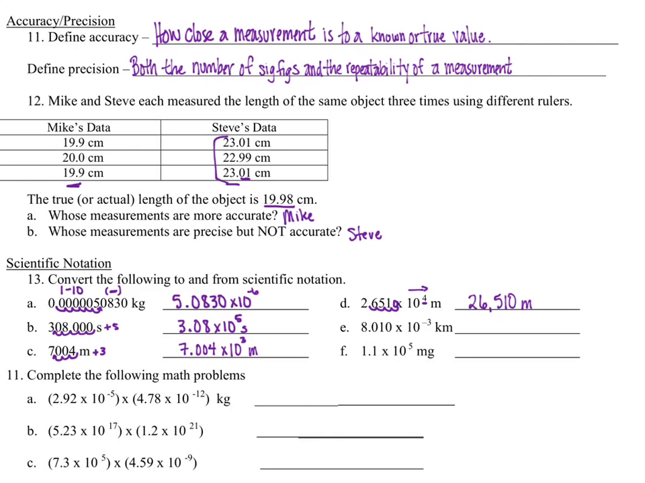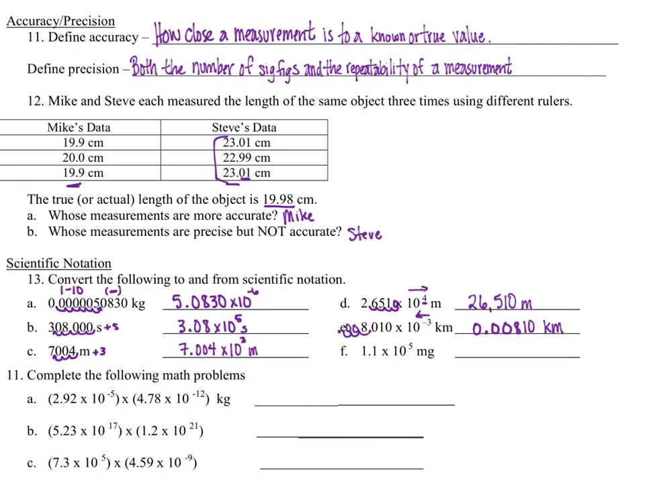Okay. E. Again, my exponent's negative, so that means I'm going to be moving my decimal point over to my left. So 3 times. 1, 2, 3. Here goes my decimal point. So my number in this case would be 0.00810 kilometers.